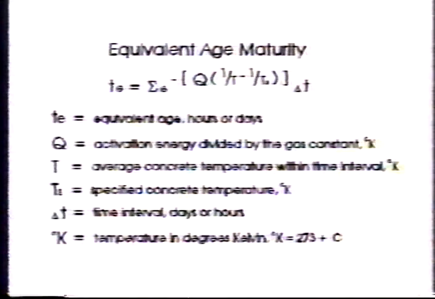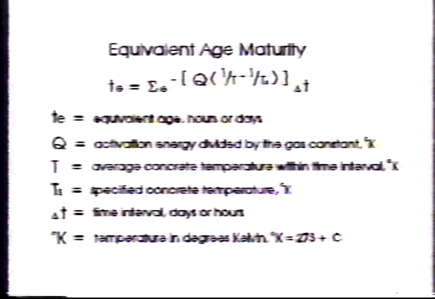The second method of calculating concrete maturity is called equivalent age maturity. The equivalent age is the number of days or hours at a specified temperature required to produce a maturity value equal to the value achieved when the concrete is cured at other temperatures. For example, in hot weather, an equivalent age of 20 hours may be reached in 12 hours. In other words, the strength reached in 20 hours under the standard curing condition temperature may be reached in just 12 hours in hot weather.